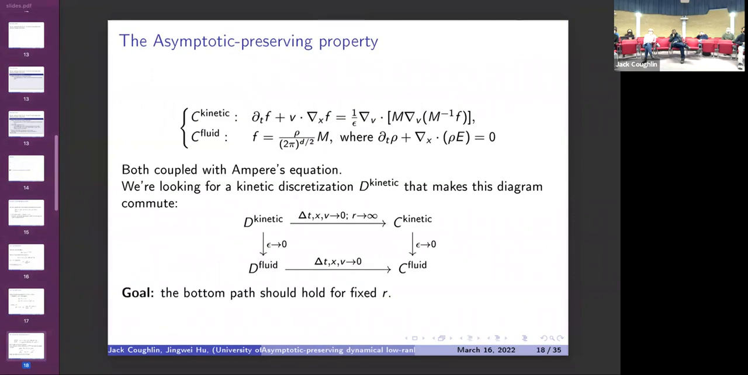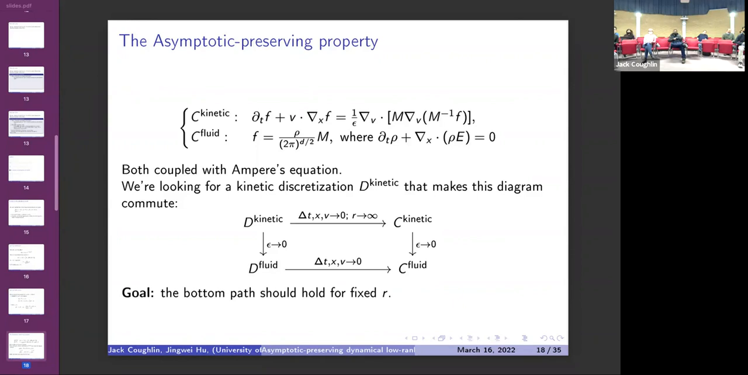Let's see, so we've got these two systems. What do we mean by asymptotic preserving exactly? Well, let's suppose we write down this continuous kinetic equation. And we also have this continuous fluid equation. So if we have dynamics for rho, we can imagine projecting a Maxwellian out into phase space with that rho. And so the C fluid is going to be like the system that describes the motion of that Maxwellian, which is creeping along to neutralize the potential. And both are coupled with Ampere's law.